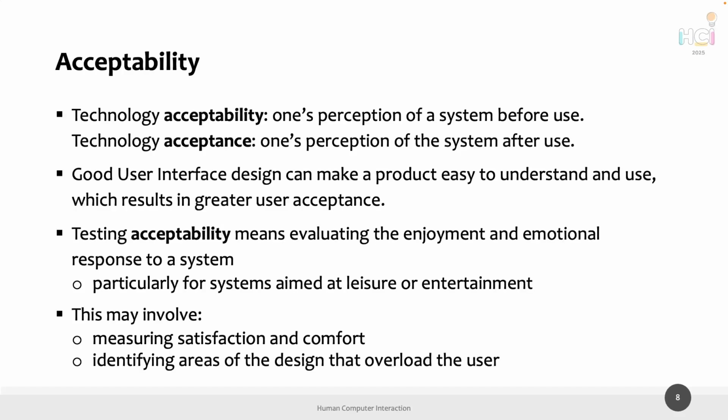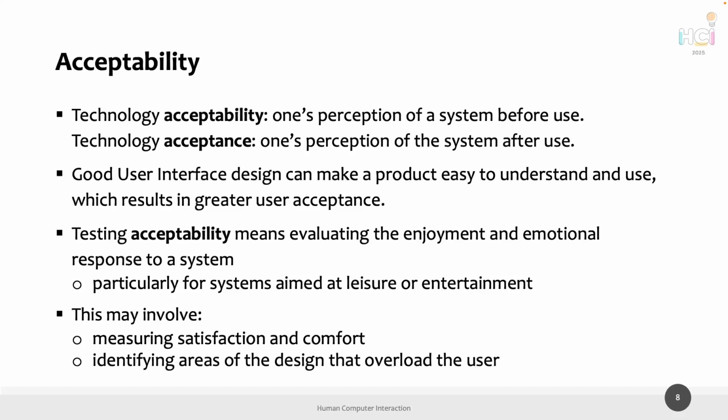And then the third aspect that we can evaluate is acceptability. That can be divided between acceptability and acceptance. Acceptability is the perception of the user before using a system. Okay, so I never used this system, but I know it, and I have a degree of acceptability of this kind of system. And then there is acceptance, that is my perception of the system after I have used it. Okay, so I have used it, and I now have a certain degree of acceptance of the system.